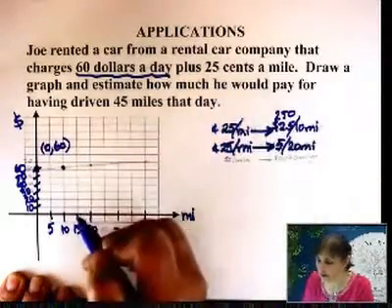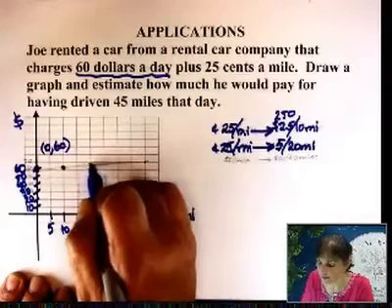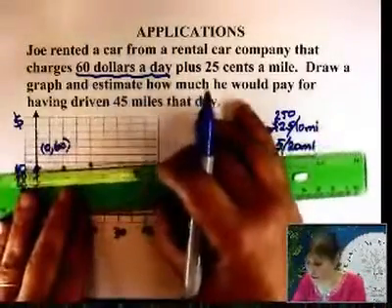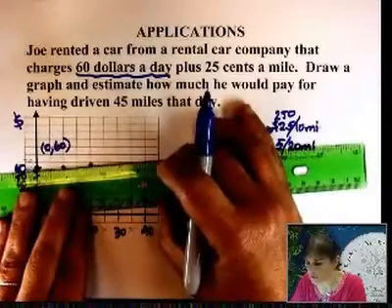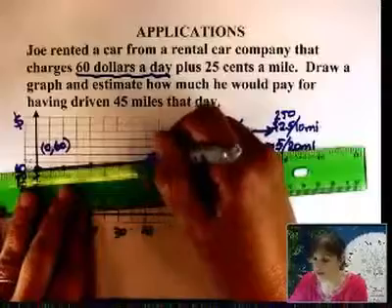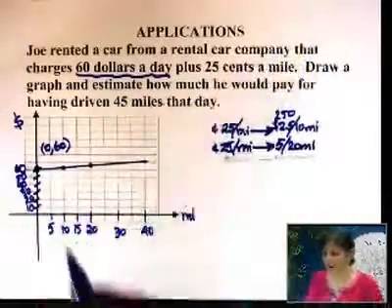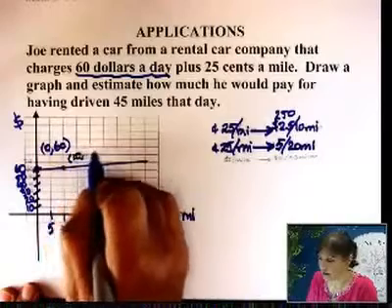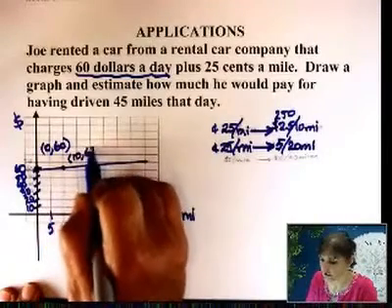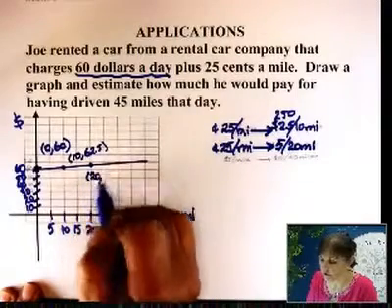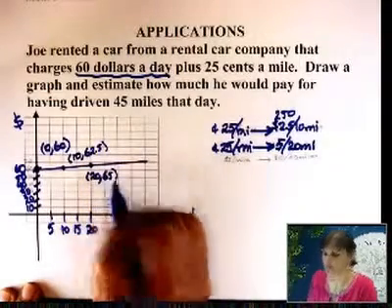So that's going to be around 65. So it's going to be a little bit bigger. So it's going to be pretty flat, but it's going to go some like that. This one is going to be, I drove 10 miles and I paid $62.50. And this one I drove 20 miles and I paid $65.